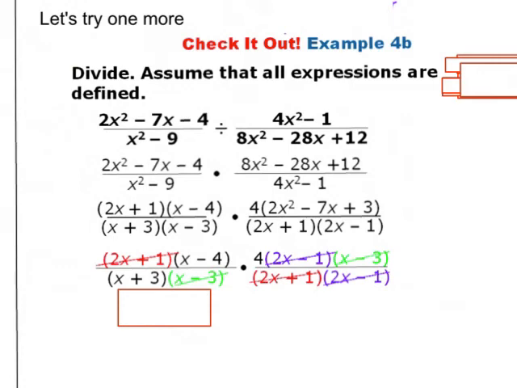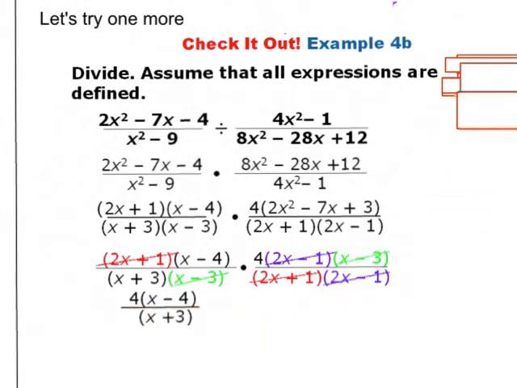Those things divided out, and when you were all done, you had left on top what? Well, it looks like we have a 4 and an x minus 4 on top, and so that's what we're going to have on top. And on the bottom, I'm left with an x plus 3, and that looks like all that's left. Everything else got divided out. So my final answer is 4 times the quantity x minus 4, divided by x plus 3. And there is our final answer.